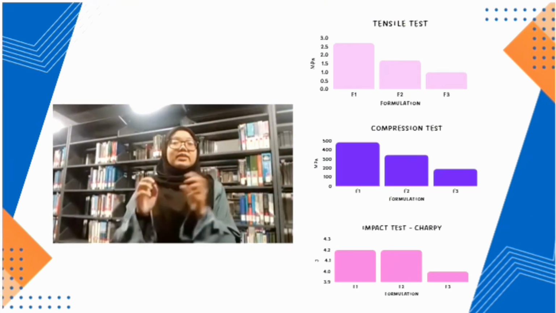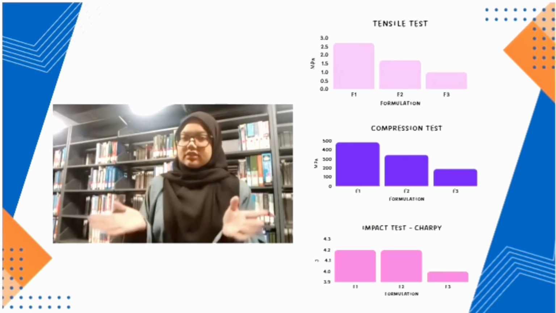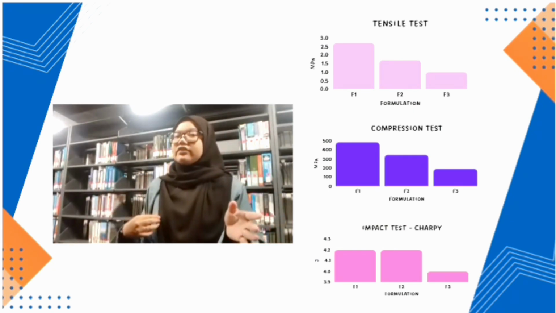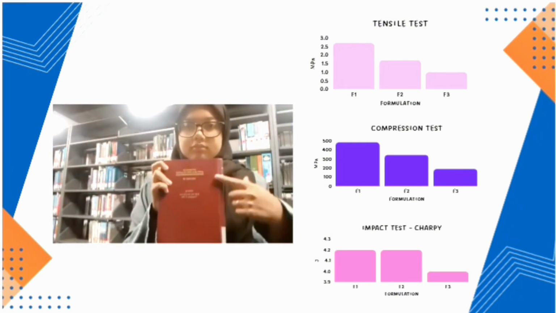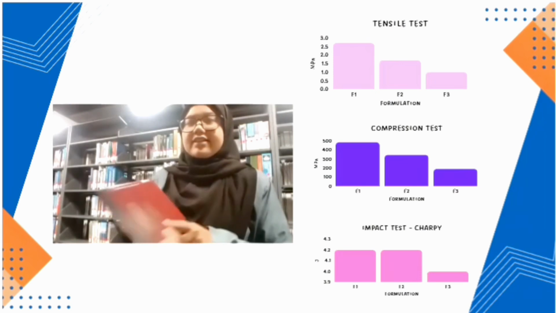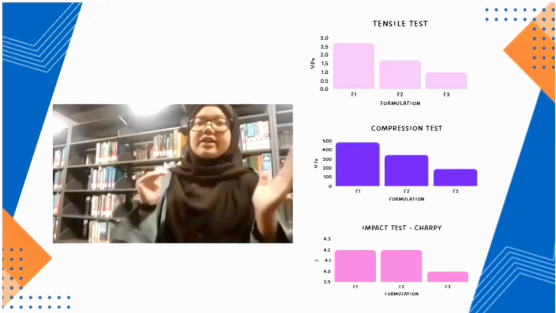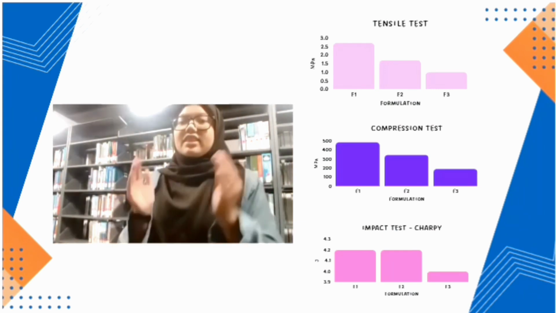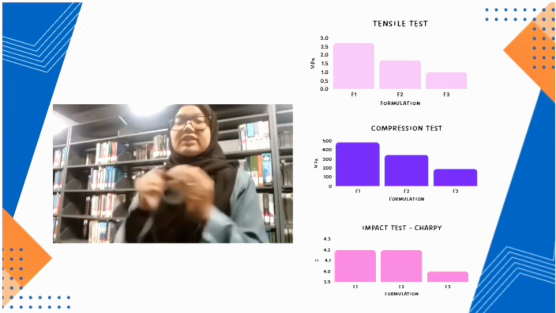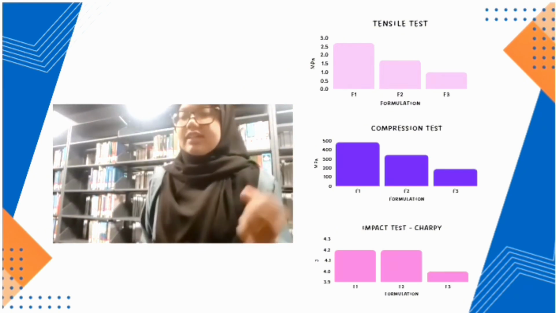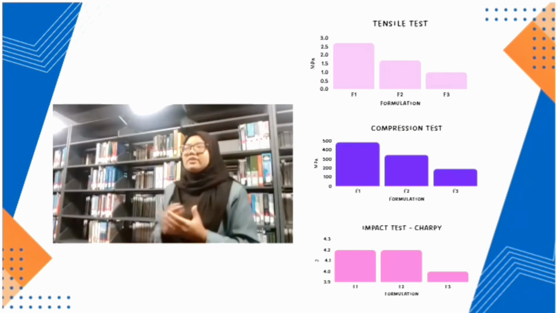From those three formulations, formulation 1 is the best result, or the best product of our result. From this book, it says that the high impact value from that specimen means the specimen can hold themselves strongly from the others.